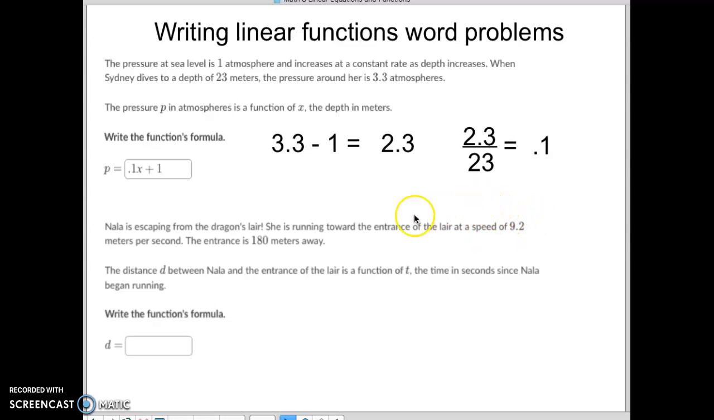So we are getting 9.2 meters closer to the 180, or we're subtracting 9.2 meters for every second we run. So we write that as negative 9.2t. We're taking away 9.2 meters from our total distance of 180 for each second that we run. And we start at 180 meters away. Hopefully that makes sense.